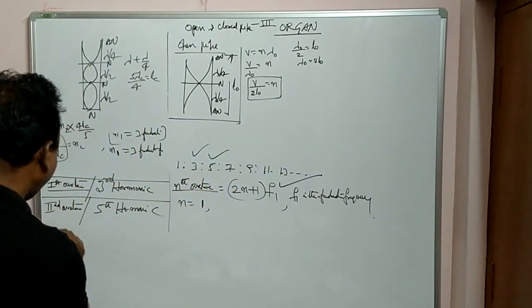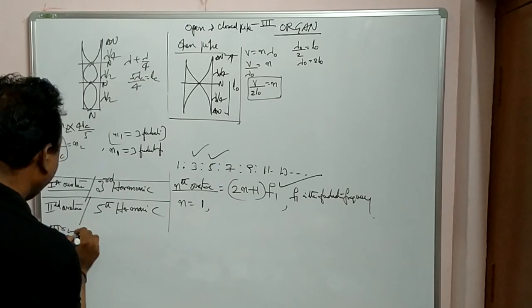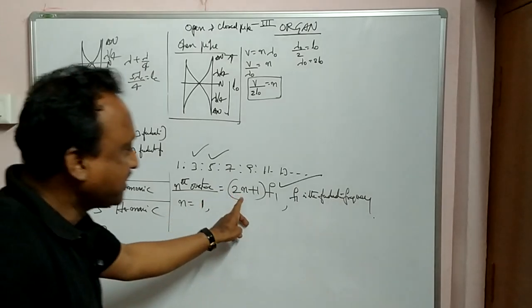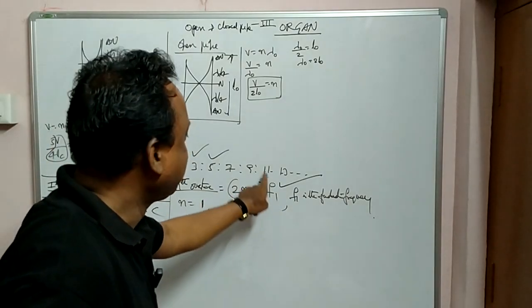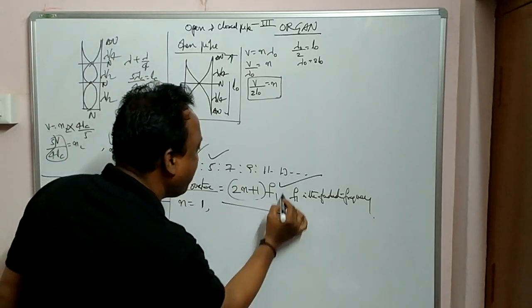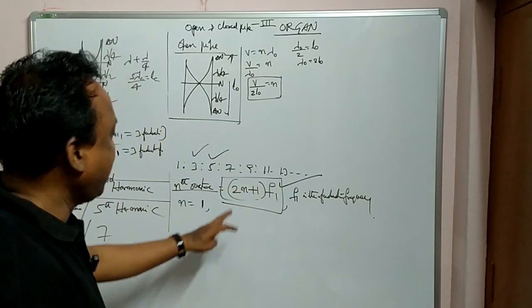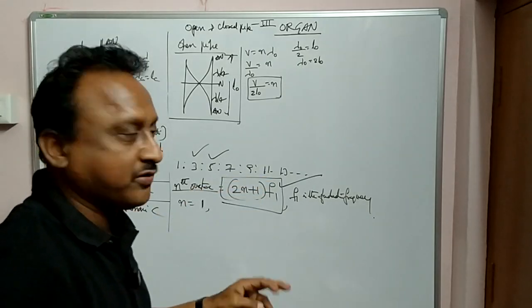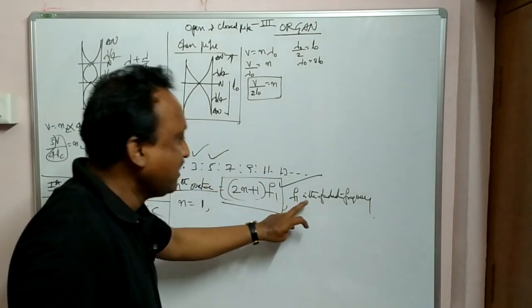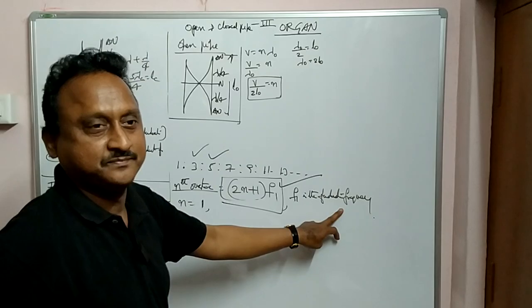Okay? In the same fashion, third overtone: 2 times 3 plus 1 is 7F1. So it is satisfying. So this is the formula for the nth overtone: (2n plus 1) into F1, where F1 is the fundamental frequency of the closed pipe.